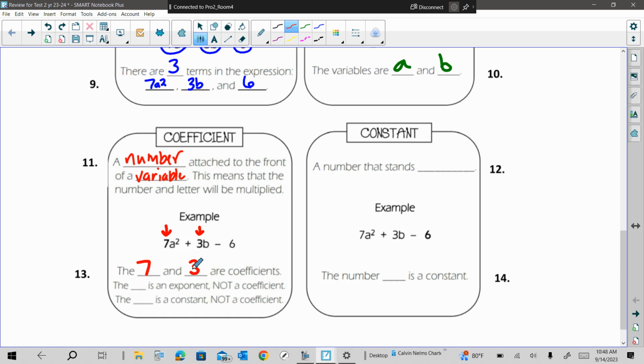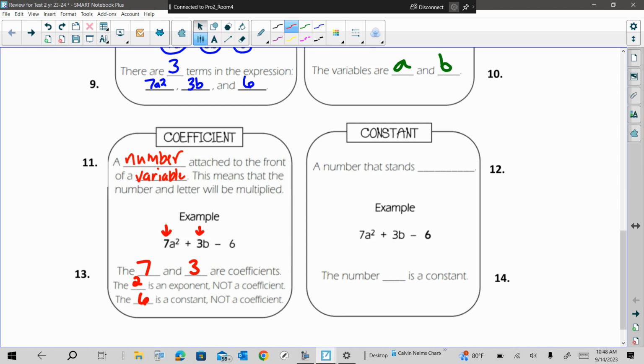What is an exponent but not a coefficient? Yep, 2 is an exponent but not a coefficient. What is a constant and not a coefficient? Yep, the 6, good. So I'm going to give you basically an expression like the example and ask you to pull out that information.